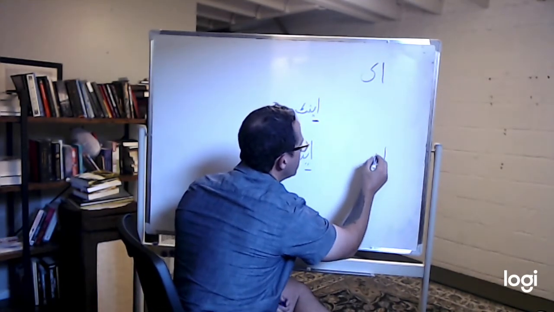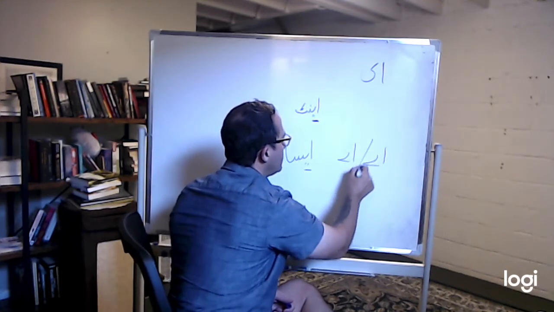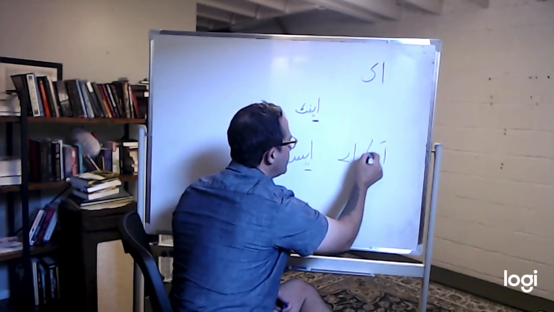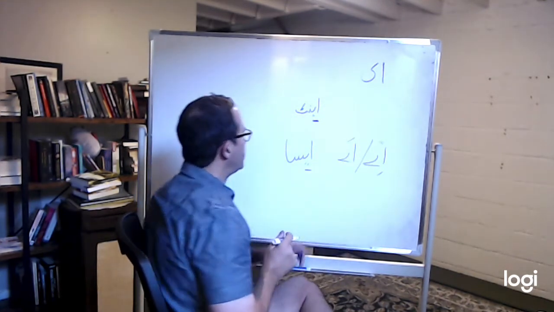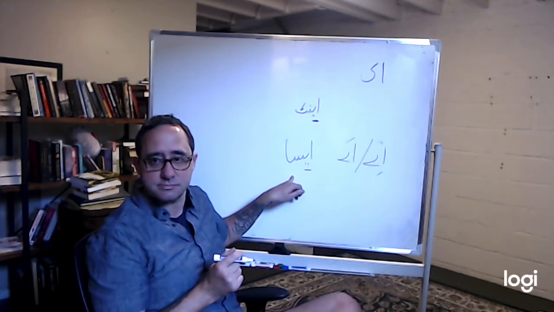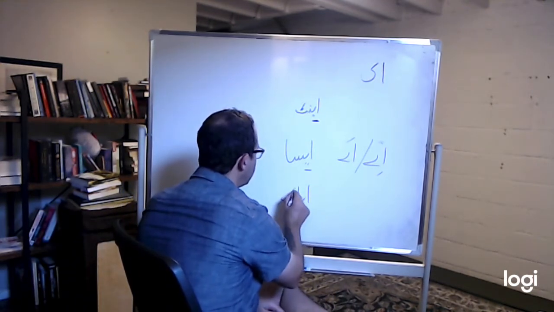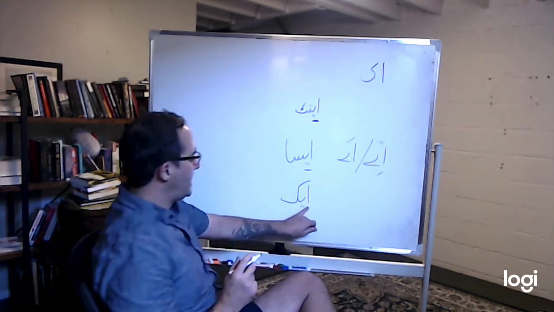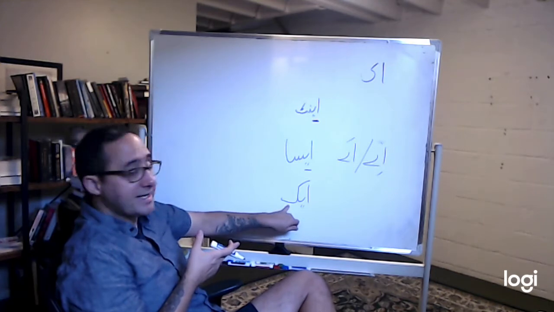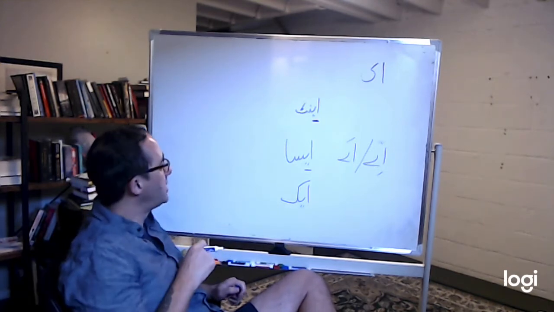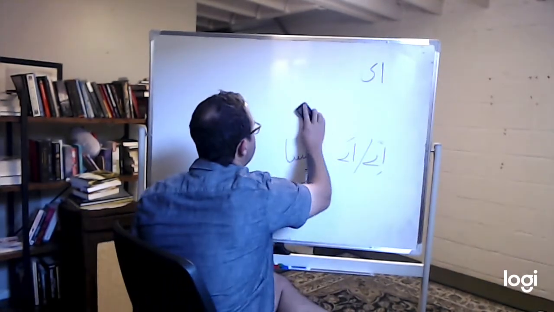So we're doing all of this together. A and E. So this is aisa. Achha. Here's the alef, the E, but it's really A, and the K. Achha means good. All right, moving on to mid.